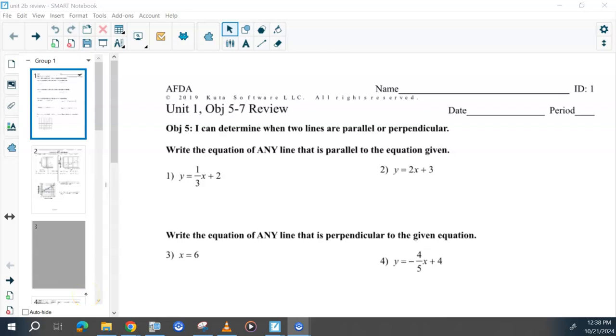Starting with the first page, what questions do we want to go over on that first page? No questions from the first page. We're all good on all the parallel. 9 and number 1.